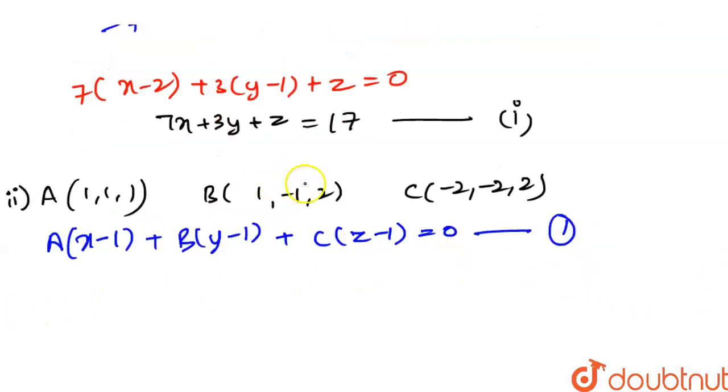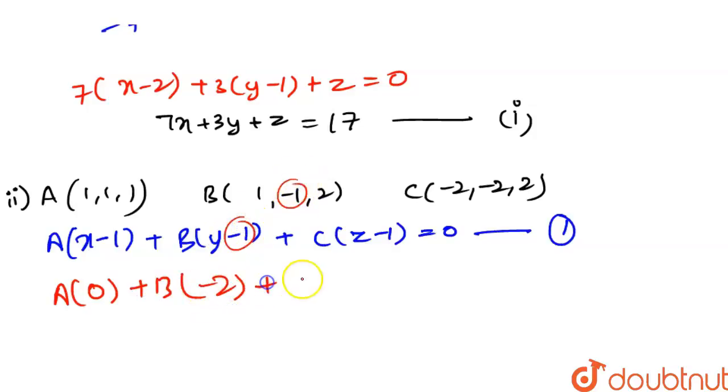Now from B point also the plane is passing, so we will put B point now. So it will become a times of (1 minus 1) is 0, plus b times of (minus 1 minus 1) will become minus 2, plus c times of (2 minus 1) is 1. So this is our second equation: 0 times a minus 2 times b plus c is equal to 0.